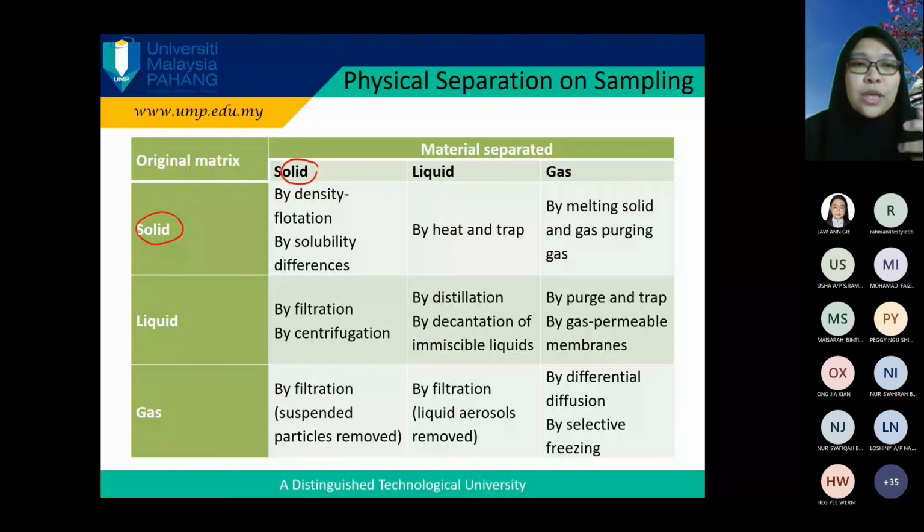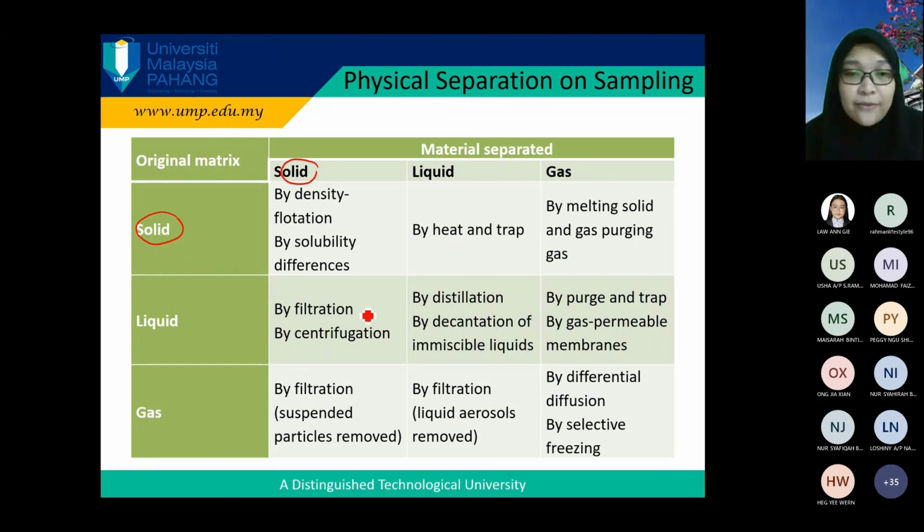Okay, if you want to separate solid from solid, you need to use density flotation method or solubility differences. If you want to separate liquid from solid, you can use heat and trap method. While if you want to separate gas from solid, you can melt the solid and you can get the gas by purging the gas. If you want to separate solid from liquid, you can use filtration. This is very straightforward. Either you want to use the filter paper or you want to use the vacuum pump.